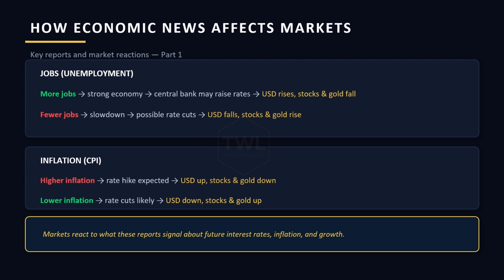Second, inflation data, often called CPI. If inflation is higher than expected, a rate hike becomes more likely, so the dollar goes up while stocks and gold tend to go down. If inflation is lower than expected, rate cuts become more likely, so the dollar falls while stocks and gold rise. I know this feels like a lot of if this, then that. Don't worry, over time, this becomes second nature. For now, just understand the pattern. Good economic news often means tighter money policy ahead, and that changes where money flows.